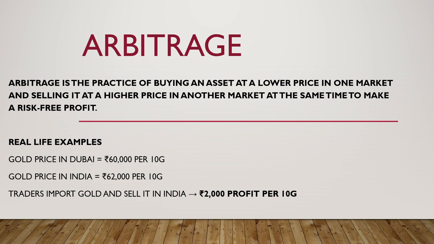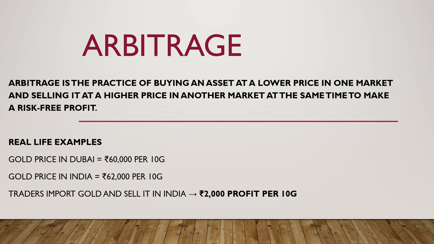Today we will learn a new term, that is arbitrage. Arbitrage is the practice of buying an asset at a lower price in one market and selling it at a higher price in another market. तो it is basically जैसे कि हम एक मार्केट से लो प्राइस में जब सामान लेते हैं और उसी प्रोडक्ट को और सर्विस को दूसरी मार्केट में लेके जाते हैं to sell it at a high price. So its purpose is to make a risk-free profit.